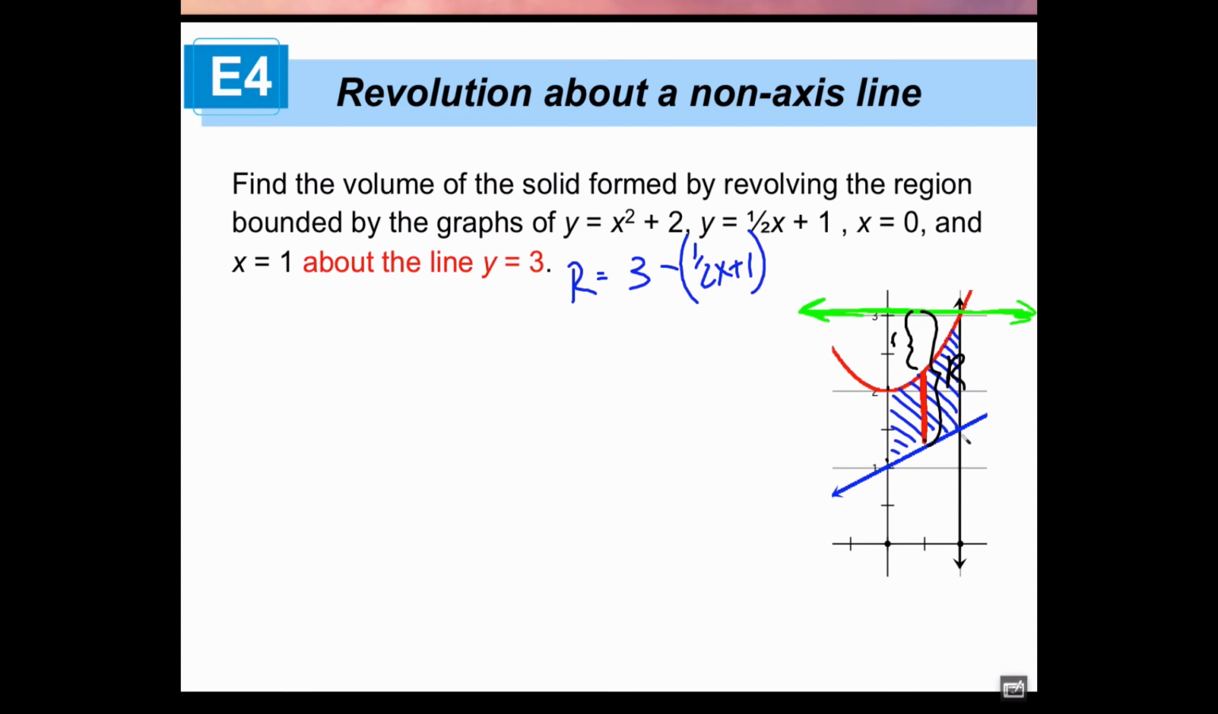Okay, boss. What's little r? 3 minus 3x squared plus 2. Bingo. 3 minus quantity. Nicely done on the quantity. X squared plus 2.